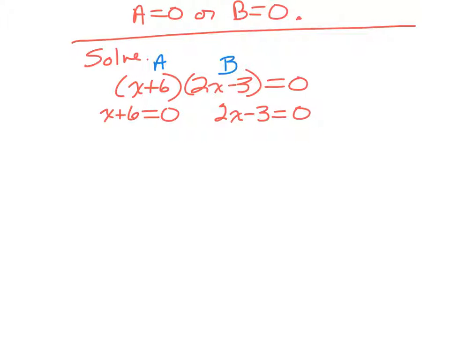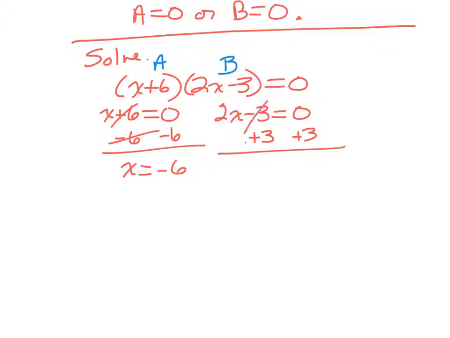Alright, well if I solve the first one, I could subtract 6 from both sides. Get those to cancel, and x would equal negative 6. To solve the second one, we could add 3. And we'd have 2x equal to 3. And then divide by 2.